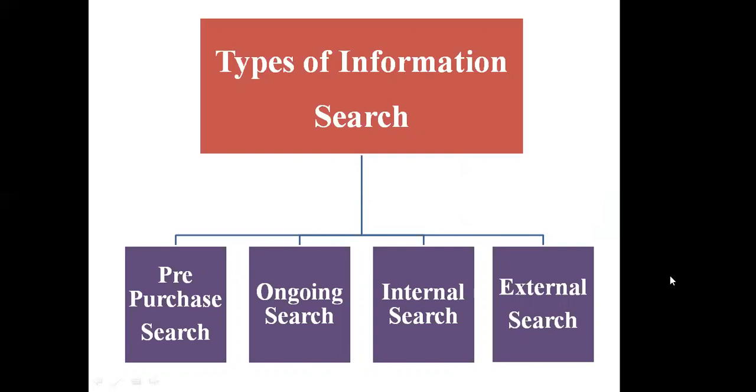The third is internal search. This search covers the mental process of recalling and reviving the information stored in the consumer's memory based on his past purchases or experiences. And the last type is external search. At this stage, the consumer gathers information from various sources like the internet, friends or salespeople regarding any particular product of his interest.